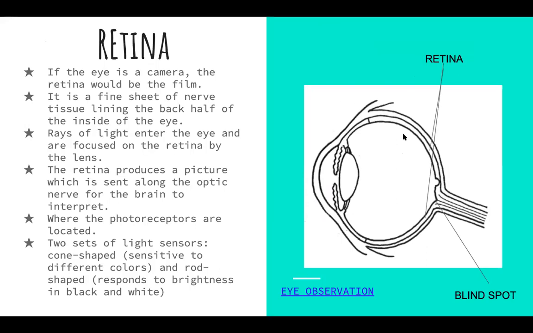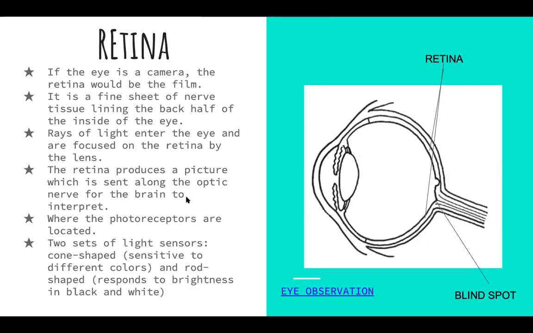The next part of your eye is your retina. So your retina is this back thin nerve lining that's in the back part of your eye. Okay, so if your eye is a camera, the retina would be the film. It is a fine sheet of nerve tissue lining the back half of the inside of the eye. Rays of light enter the eye and are focused on the retina by the lens. The retina produces a picture which is sent along the optic nerve for the brain to interpret. So your optic nerve is this part back in here.